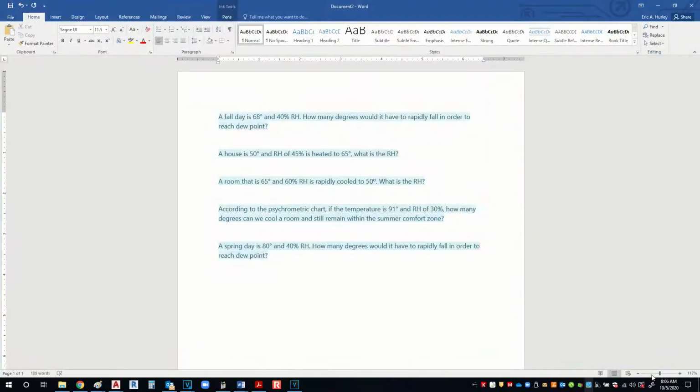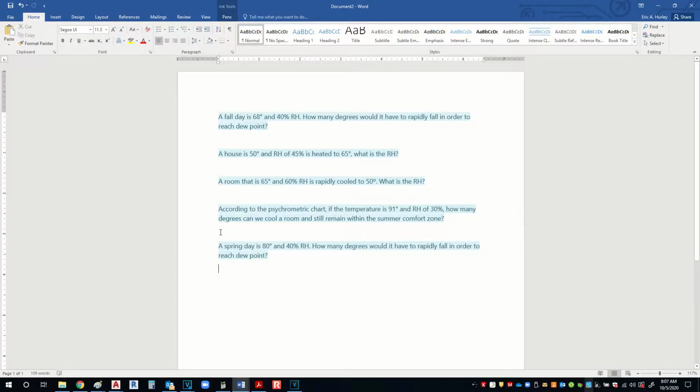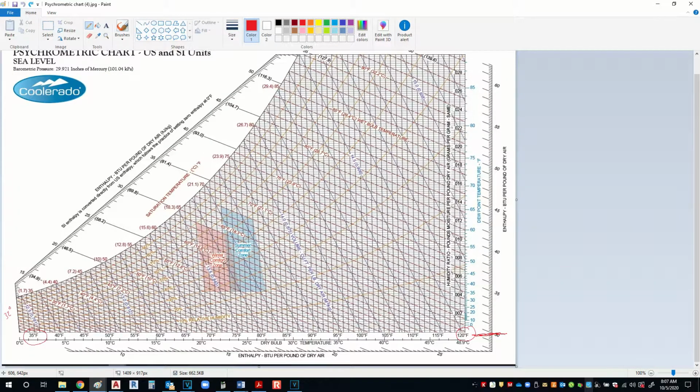Next question. A room that is 65 degrees and 60% relative humidity is rapidly cooled to 50 degrees. What is the relative humidity? All right, so let me make sure that I said that right. 65 and 60. All right, so let's go up here and go 65 and 60% relative humidity.